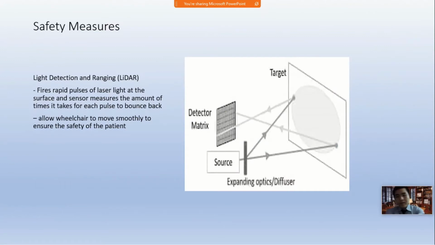We did a safety measure in this project, which is the light detection and ranging sensor, LIDAR. What it does is fire rapid pulses of laser light at the surface, and its sensor measures the amount of time it takes for each pulse to bounce back. This indirectly allows the wheelchair to move smoothly, ensuring the safety of the patient without crashing into obstacles. Basically, the pulses are reflected off the wall and back to the detector. So this is the mechanism for the LiDAR.